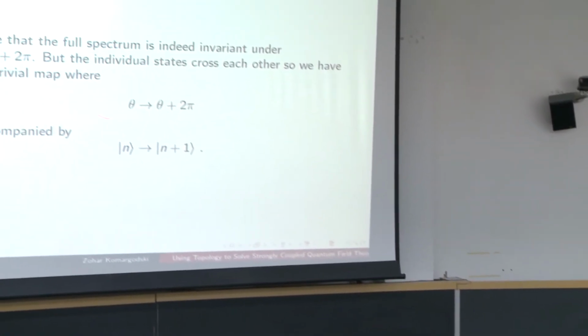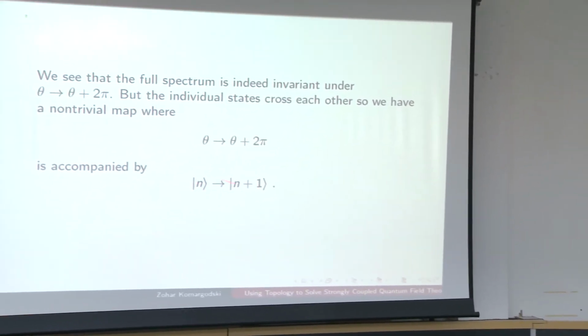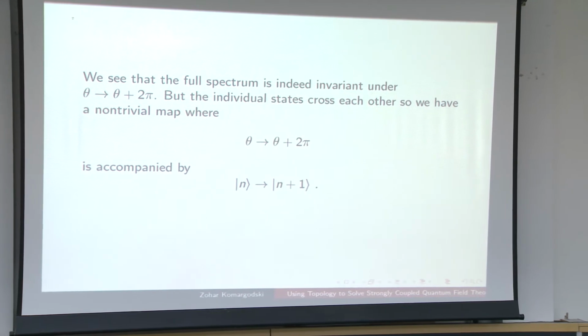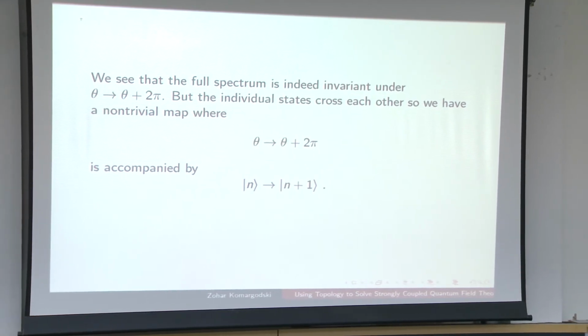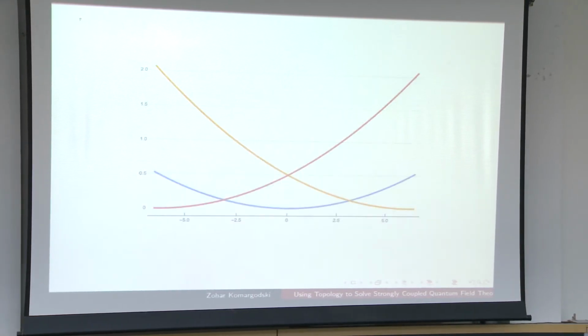So theta going to theta plus 2π must be accompanied by taking the state n to n plus 1. So there is some sort of level crossing. Let me try to draw it here. If you change theta, this is what individual wave functions would do. So sometimes there would be level crossing.